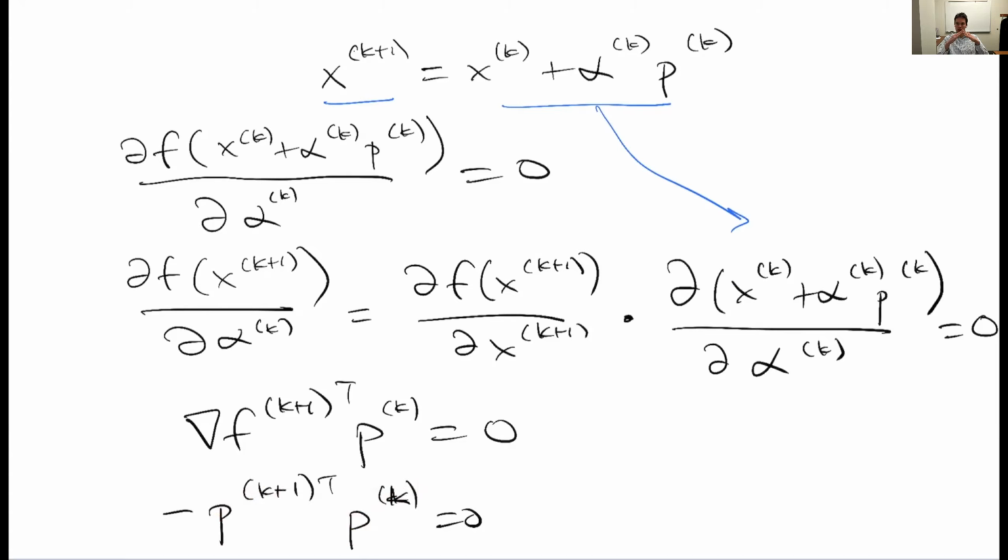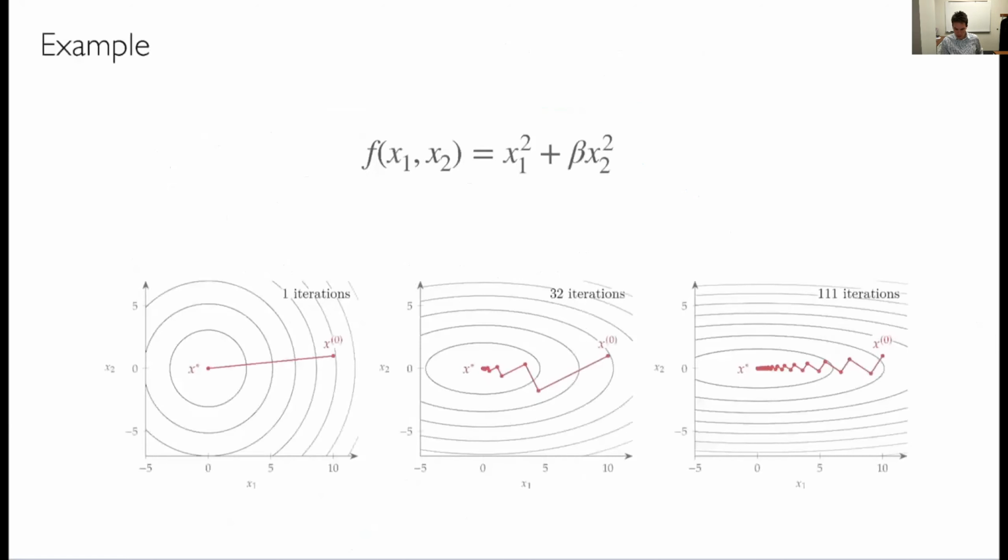Remember, if the dot product is 0, it means those two vectors are orthogonal. So that means the step direction I went, p of k in my current step, and my next step, k plus 1, is going to be perpendicular to that. So I'm going to get this zigzaggy behavior.